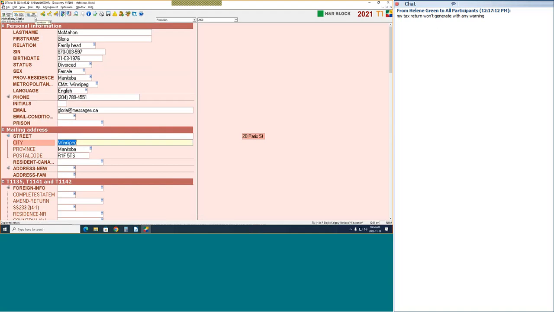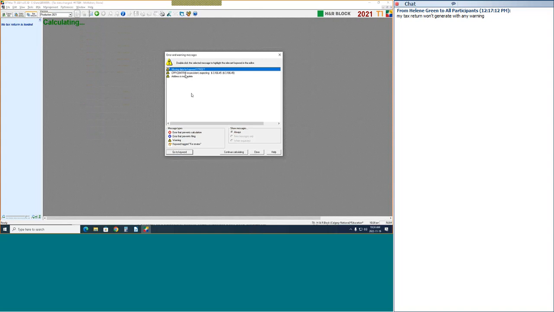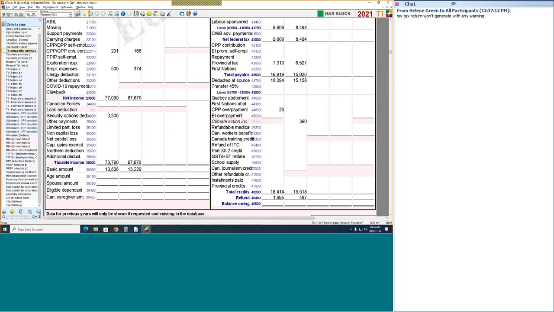When I go to the tax return now, it's going to give me my warnings. It's going to say calculating, but it's going to give me my warnings first and go, are you really sure you want to calculate that without answering my questions? I'm going to say, yeah, I'm busy. I'm not reading my warnings today.